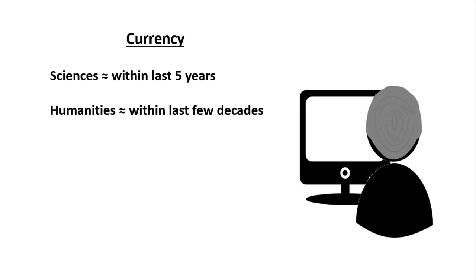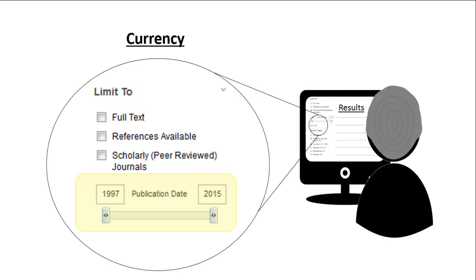Generally speaking, sources in the sciences go out of date very quickly, often in as little as 5 years, where sources in the humanities like history or philosophy are often useful for several decades or more. Most databases have some sort of date slider to help limit results based on how old they are, so Steve can get rid of results that are too old to be useful.